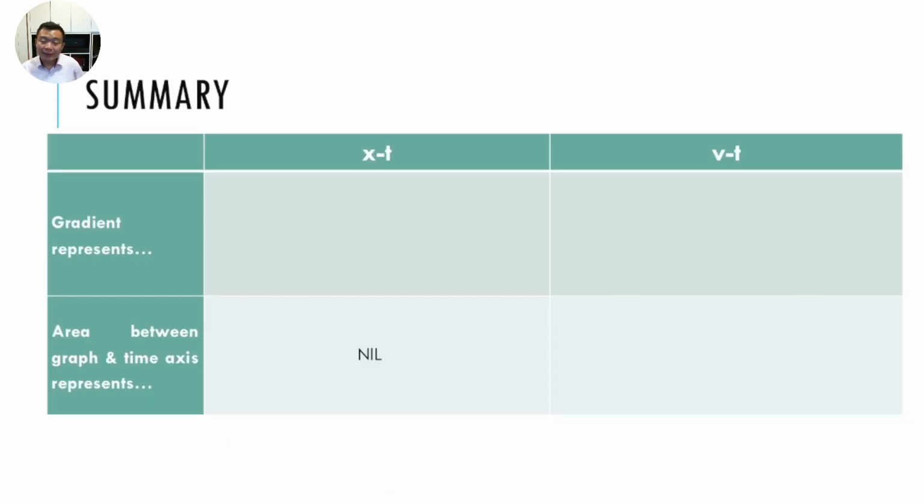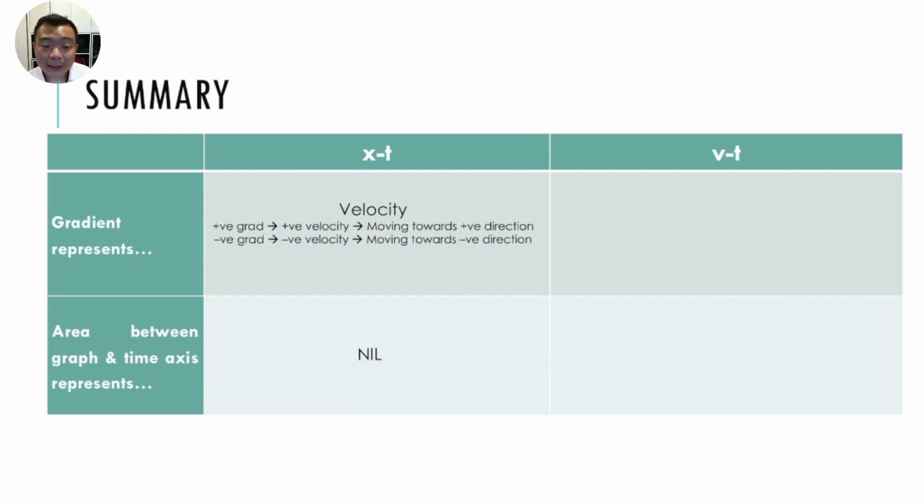So in summary, we have derived 3 key points for motion graphs thus far. So for motion graphs, you can derive this information from the gradient and the area between the graph and the time axis. So first up, on the displacement time graph, if you find the gradient, that should give you information on the velocity. That's what we have derived earlier. Now, there are some tips that I've put inside the video to help you. Make sure you copy it down.